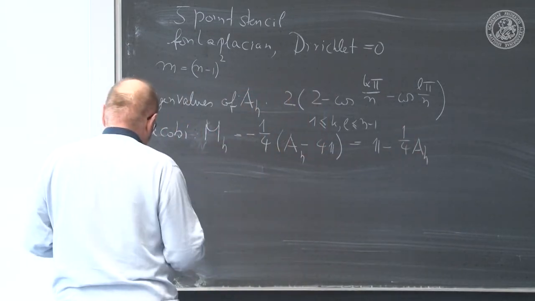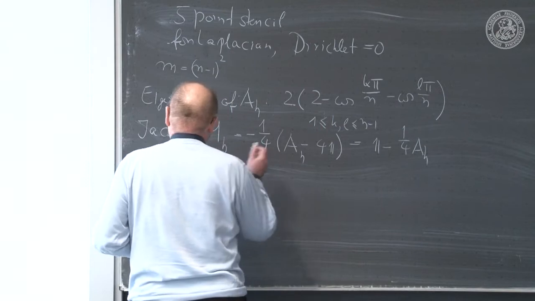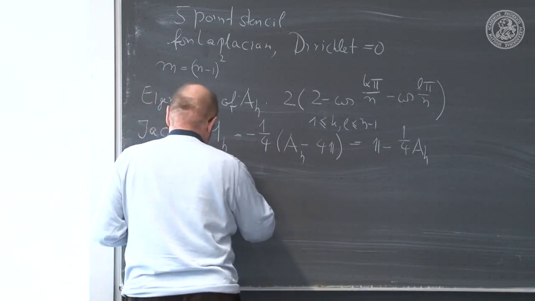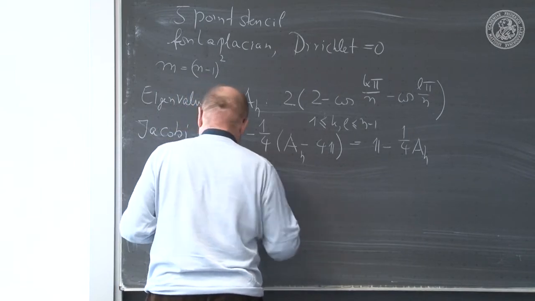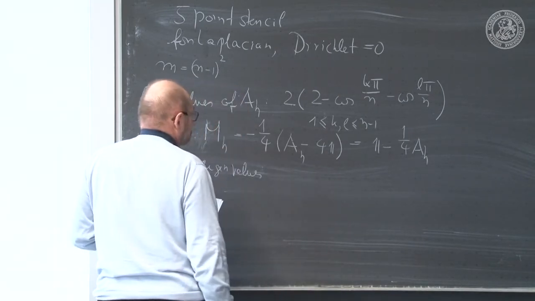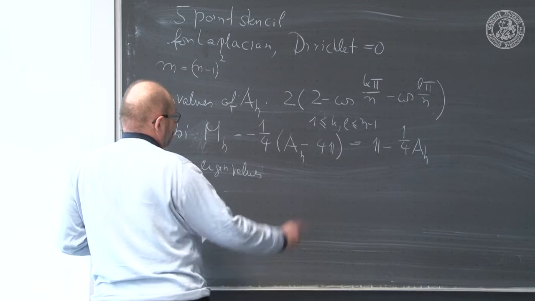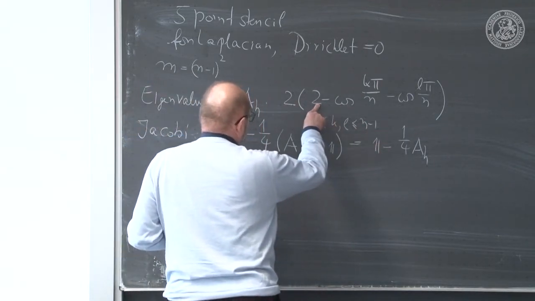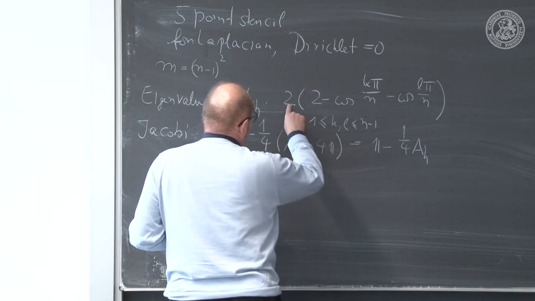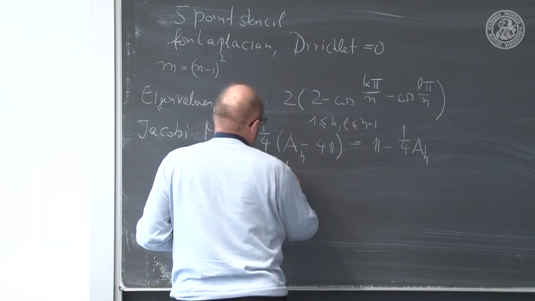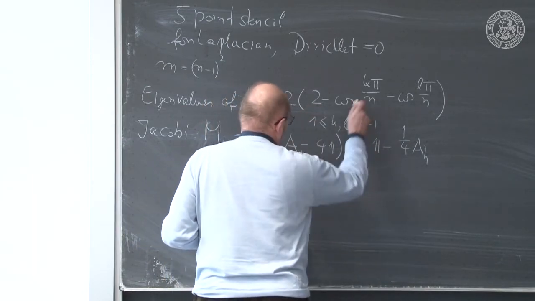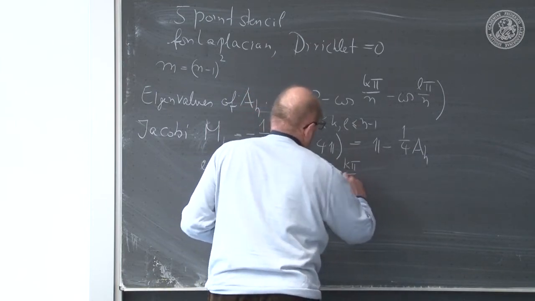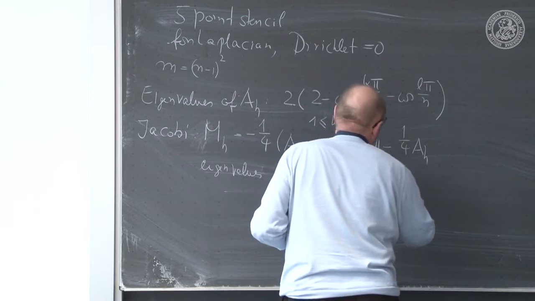Okay, let's just write it down. So we have 1 minus 1/4, so this part goes away. And then we get, instead of a factor 2, we get a factor 1/2. The sign changes, and we have here the cosine plus the cosine.